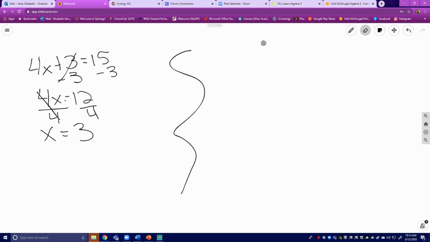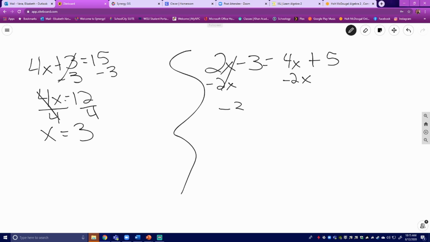The next example I want to go over with you is 2x minus 3 equals 4x plus 5. So now I need to move all the x's to one side and all the constants to another side. So the first thing I'm going to do here is subtract 2x from both sides. I'm going to move my x's over to the other side of the equation.